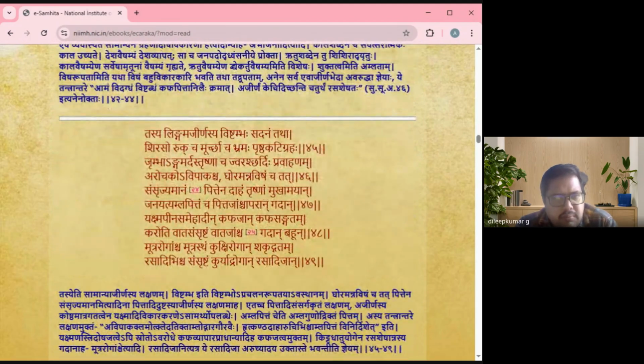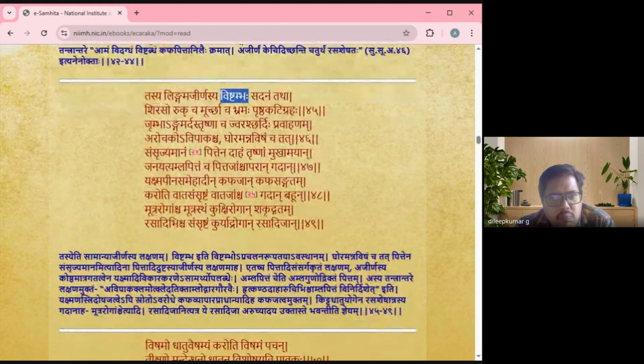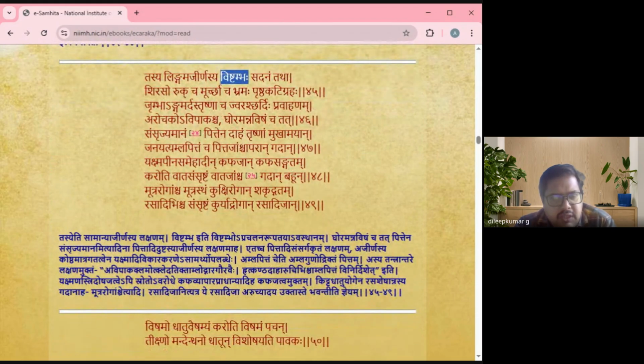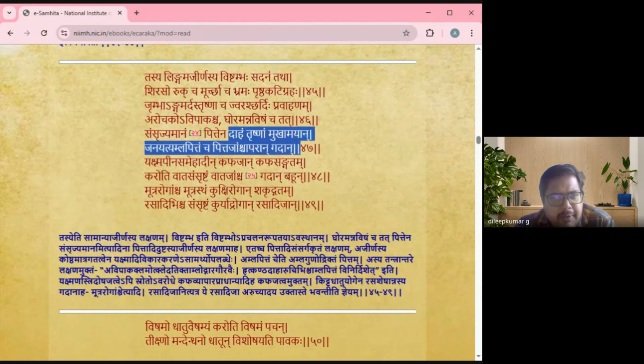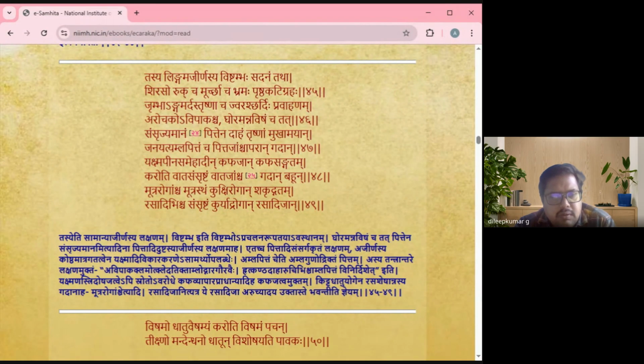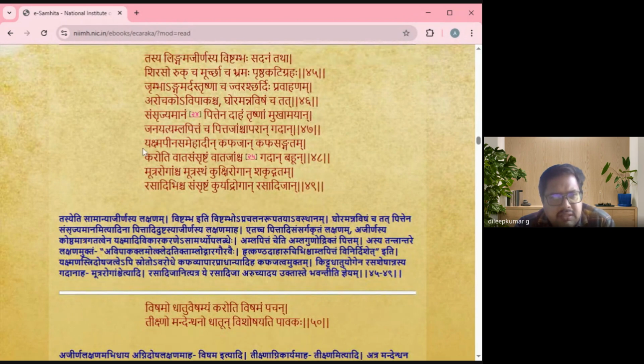So this Ajirna or undigested food is again of four types. Vishtabdha Ajirna is related to Vata. It is associated with Shiroruk, Murcha, Brahma, Prushtakatigraha, etc. If it is Pitta associated Ajirna, it will be Vidagdha Ajirna, associated with Daha, Trishna, Mukhamayan, etc. Whereas Kapha associated Ajirna will result in Yakshma, Pinasa, Meha, etc.